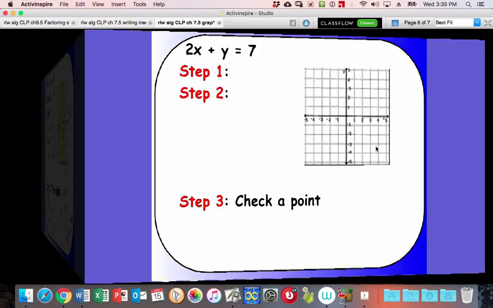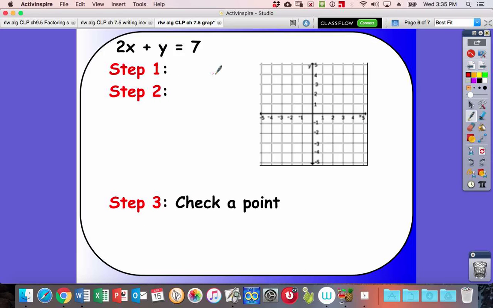Okay, let's do another example. This one is in standard form. Now, you have two choices here. You could put it in slope-intercept form, or I could find the two intercepts where it crosses the y and the x. And I think I'll do that. But first, step one is to find out, oh, we forgot the sign on that one. If it's less than or equal to, then it would be a solid line.